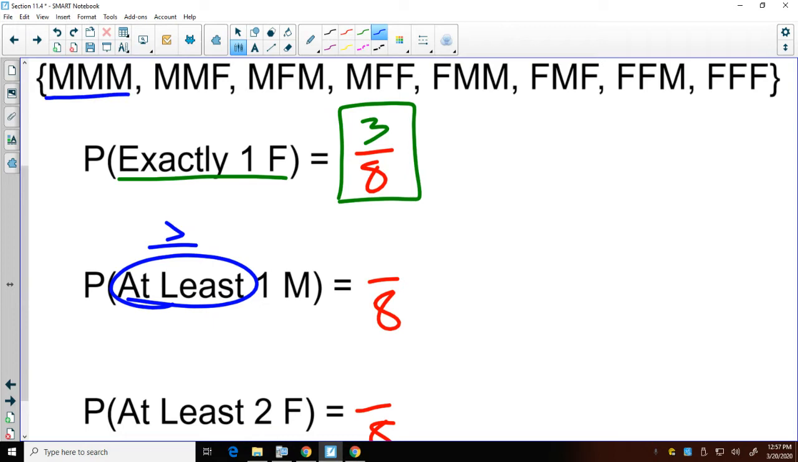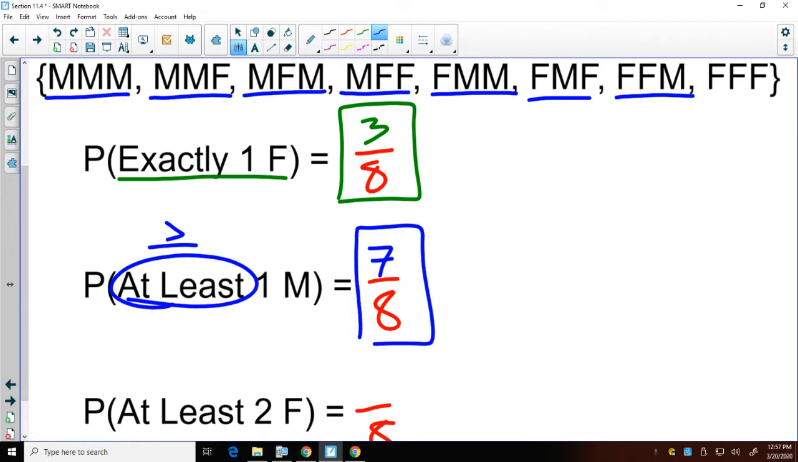So I definitely have at least 1 male with MMM. I definitely have at least 1 male with MMF. I definitely have at least 1 male with MFM. I definitely have at least 1 male with MFF. I definitely have at least one male with FMM. I definitely have at least one male with FMF. And finally, I definitely have at least one male with FFM. So how many outcomes is that? 7. And does 7 over 8 reduce? No. So that stays the way it is.